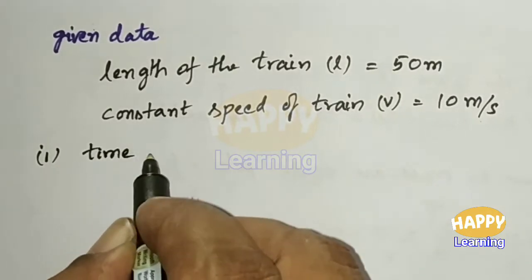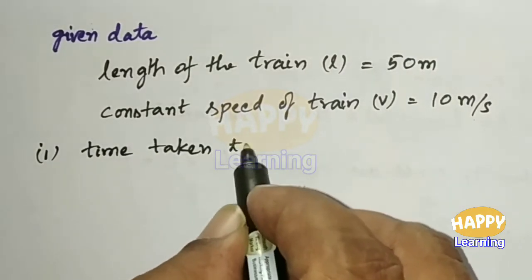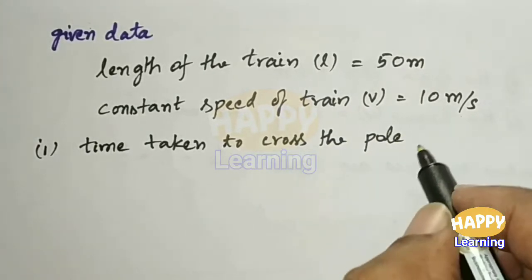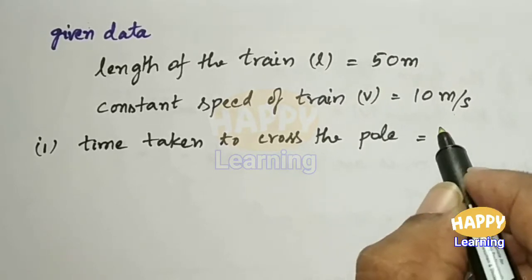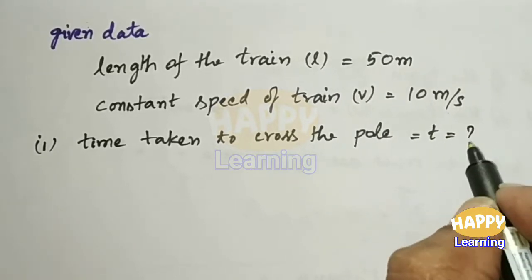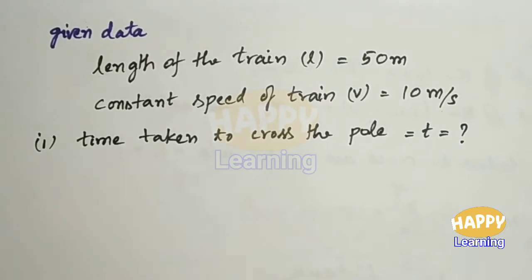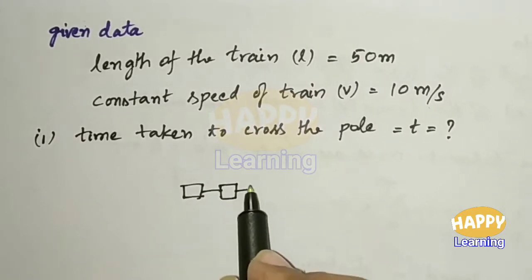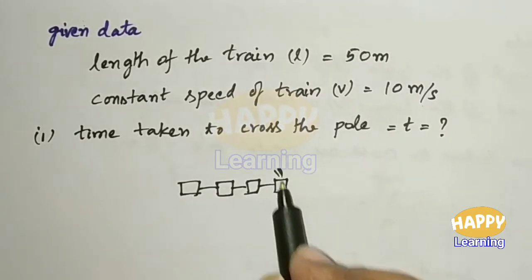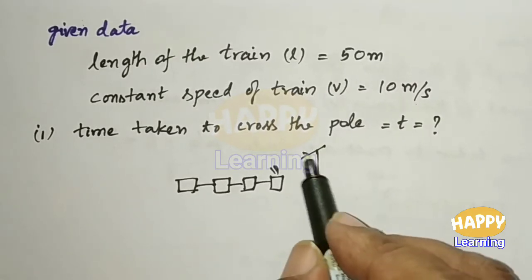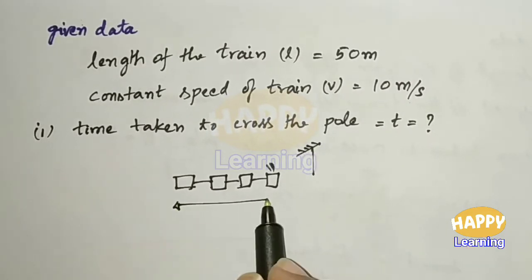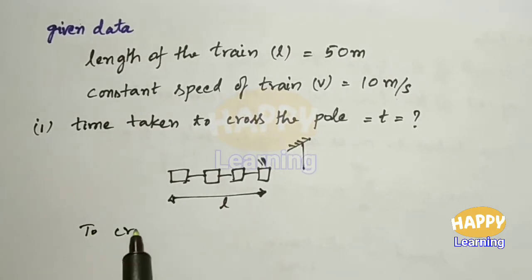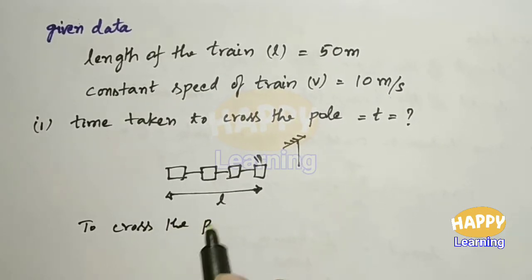Let us solve the first part. Time taken to cross the pole, let it be T, is equal to question mark. It has to be found out. So let it be roughly a train: 4 bogies are there, 1 engine and 1 guard. There is a pole. Length of the train, let us say small l.